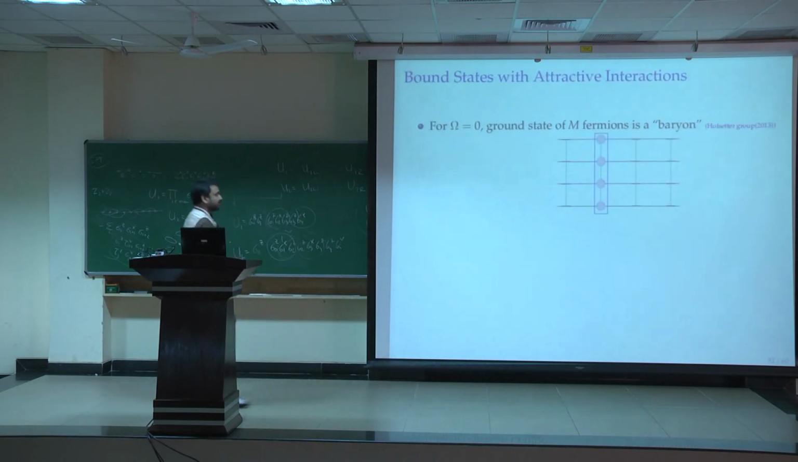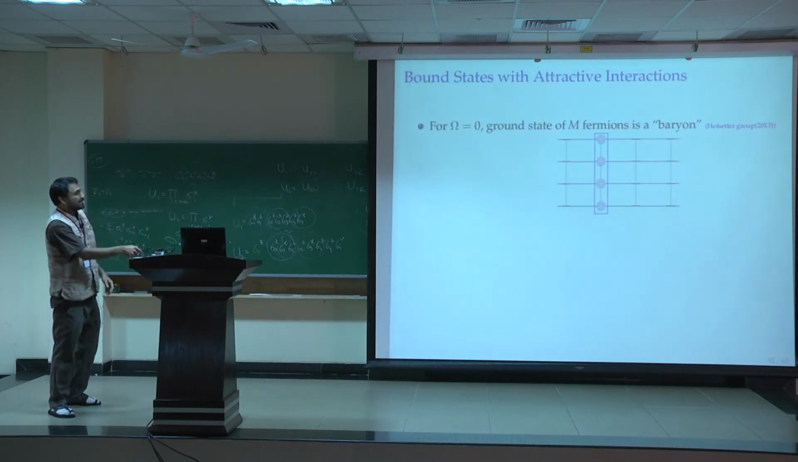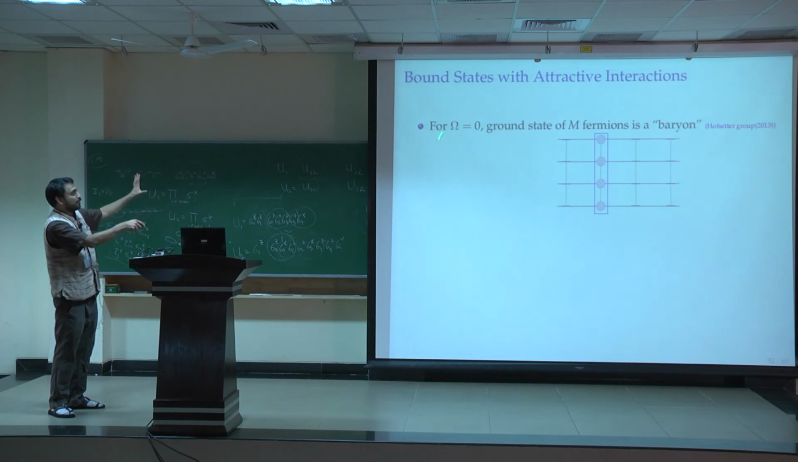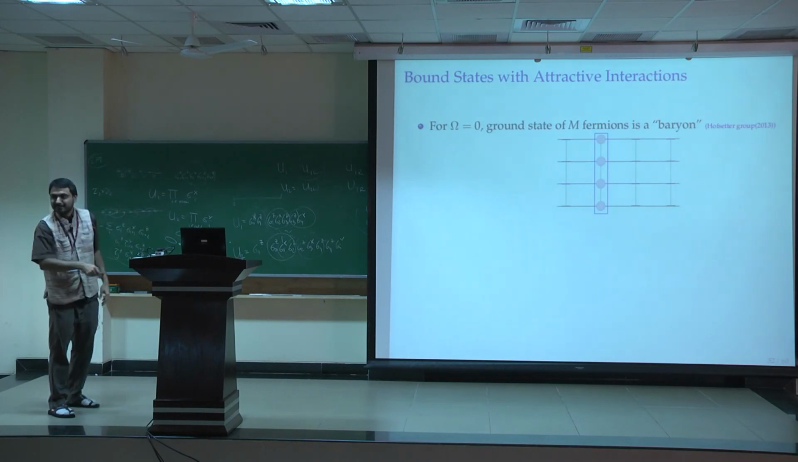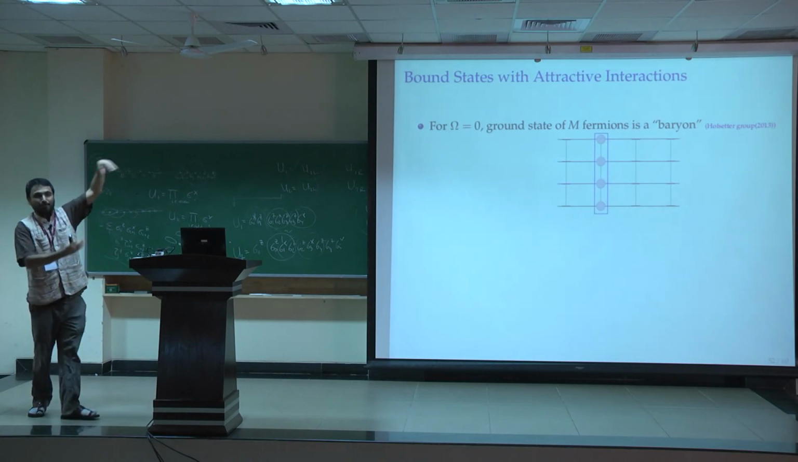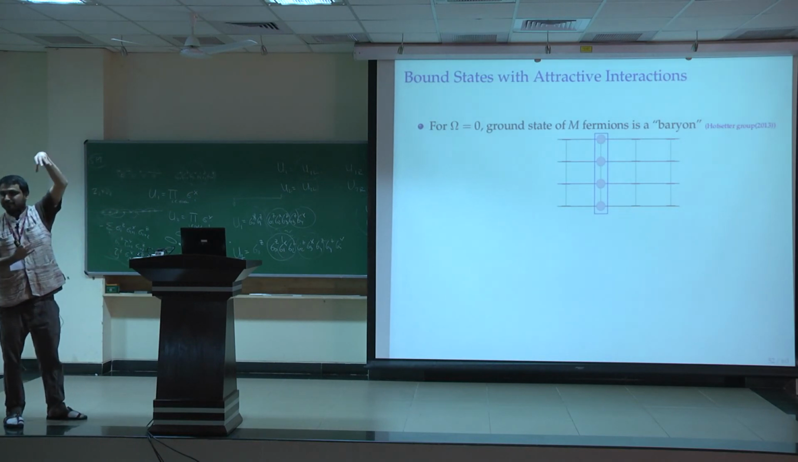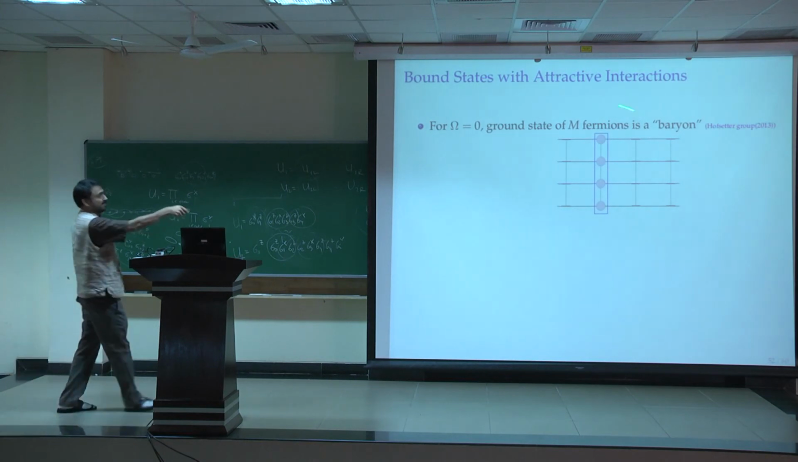That's the message here. Now what happens in this system when you do not have any of this, when there is no light, is that if you take M fermions with attractive interactions, they form what these authors call a baryon, right? It's like some singlet object, like this.